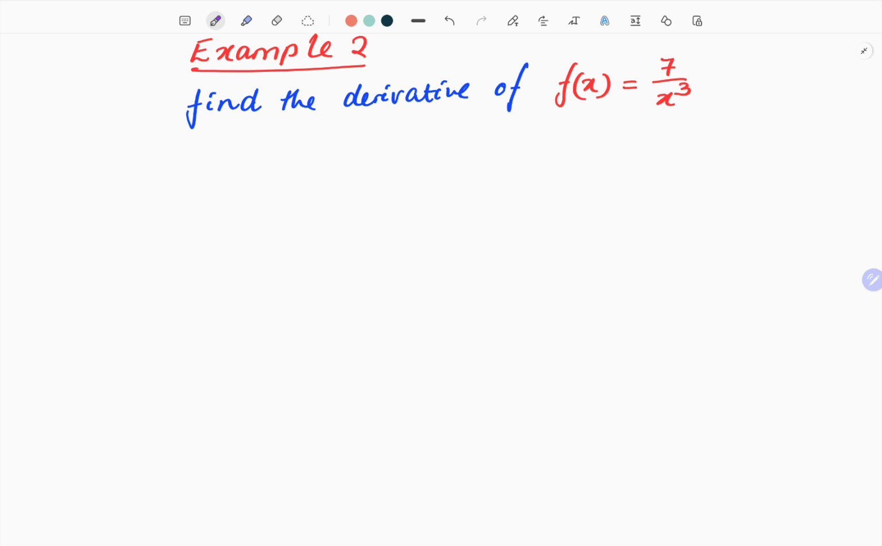Then another example. Find the derivative of f(x) is equal to 7 over x cubed. One thing that you want to do, you don't want to determine the derivative when the variable is the denominator. So you have to convert that variable to be a numerator. To do that, you just use the laws of indices. So f(x) will become 7x to the power negative 3.